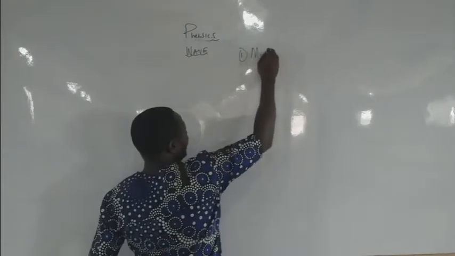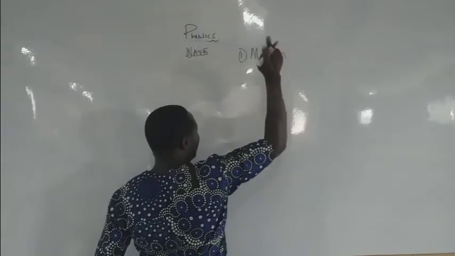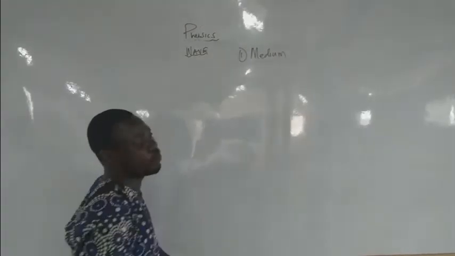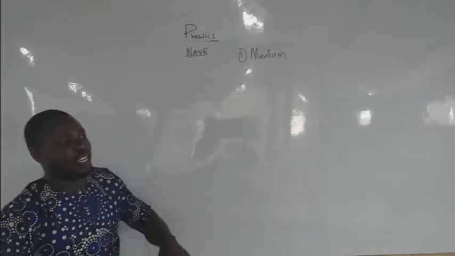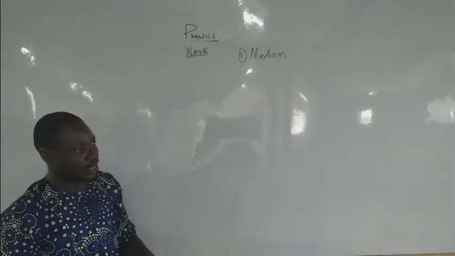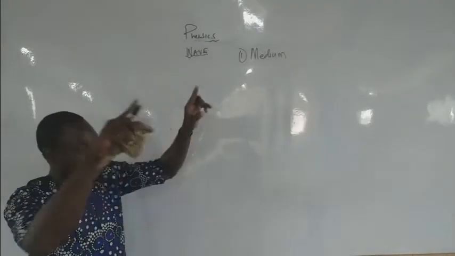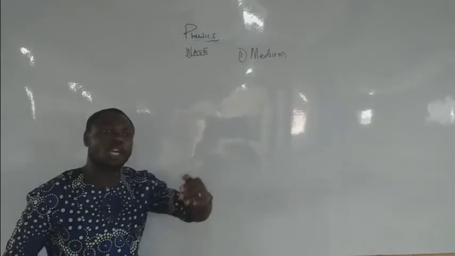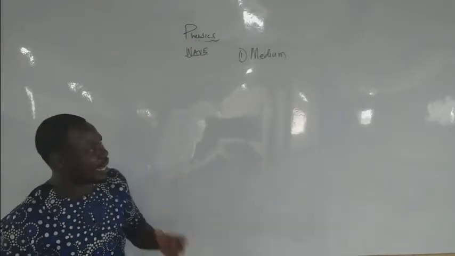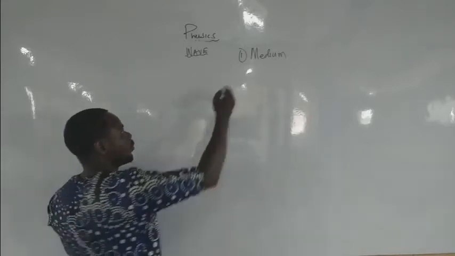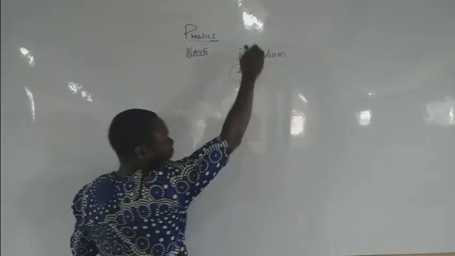Medium. I mentioned the medium, medium is very important. What's medium? It is the physical environment through which wave propagates. Again, the physical environment through which wave propagates. That is the medium. Number two, we have the period.